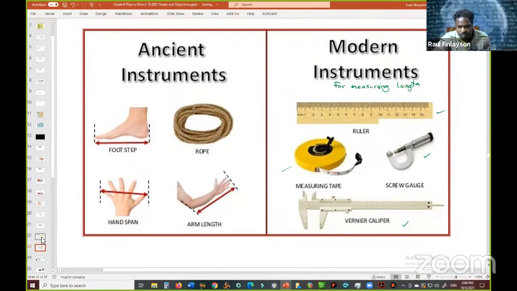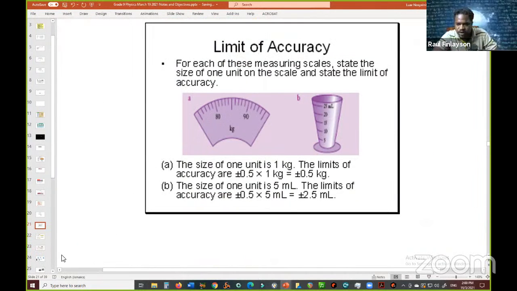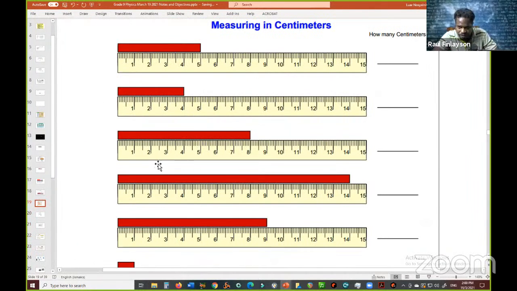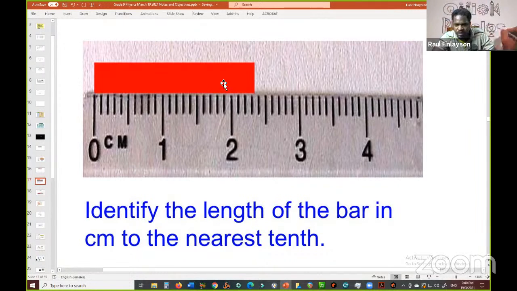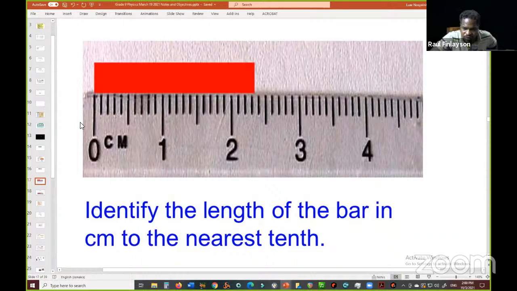But guys, we'll talk more about this next week, as we go on to the activity here. What I want you guys to do is to practice using the ruler. Tell me the length of this bar. And of course, all of these would be assessed here.